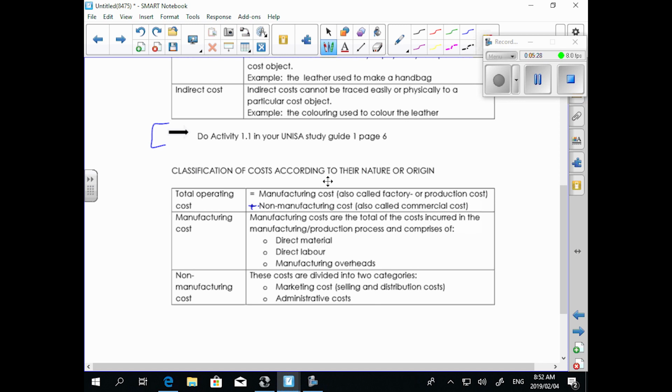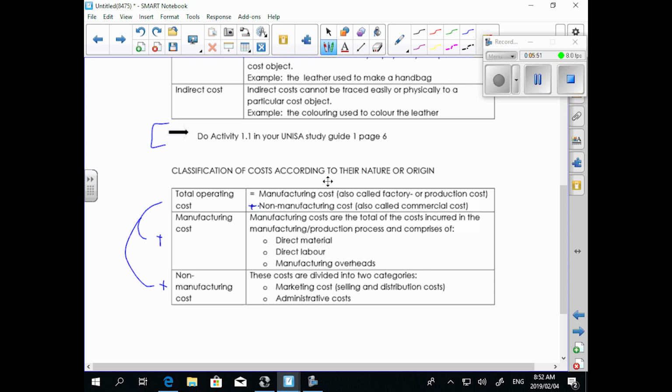So your manufacturing costs, and this is what it splits into. So it's that plus that. Your manufacturing costs are the total of the costs incurred in the manufacturing production process, which comprise your direct material, your direct labor, and your manufacturing overheads. So these are what we're going to go through separately on the next page. And remember, manufacturing is everything that you can attribute to manufacturing.